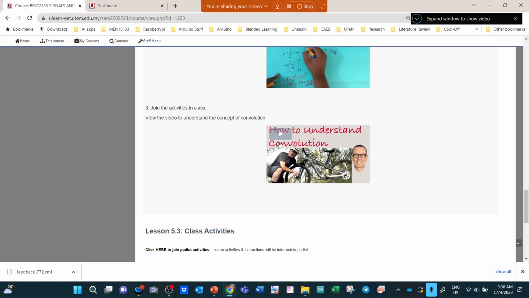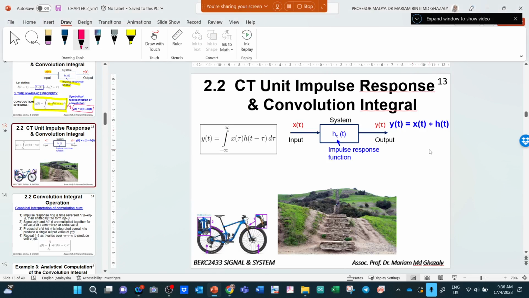Lots of videos online only show the mathematics of how to do the convolution integral and summation. But how is the concept of convolution? You can go and look at the video, but I'm going to just summarize based on that video into this concept. Have you ridden a motorbike before? Yeah? Ever? Motorbike? Never.